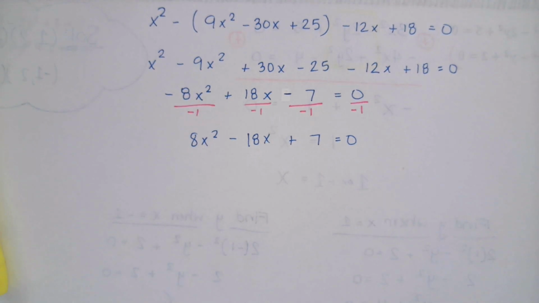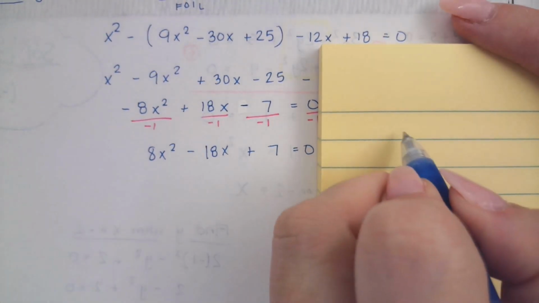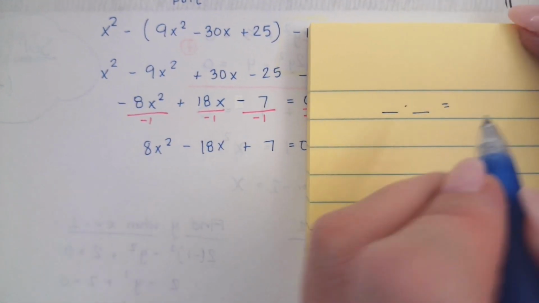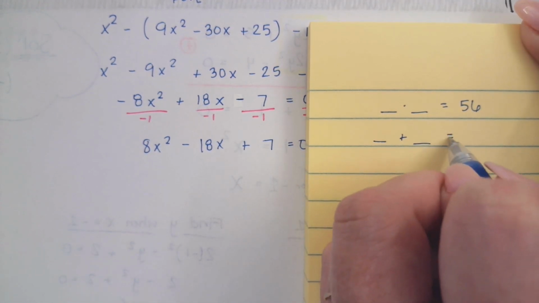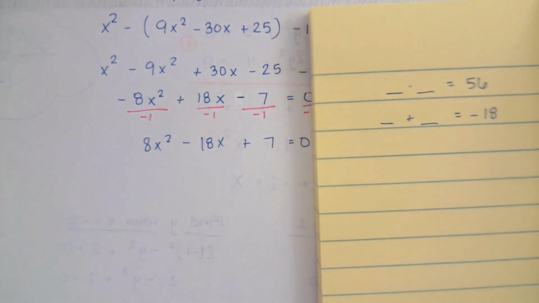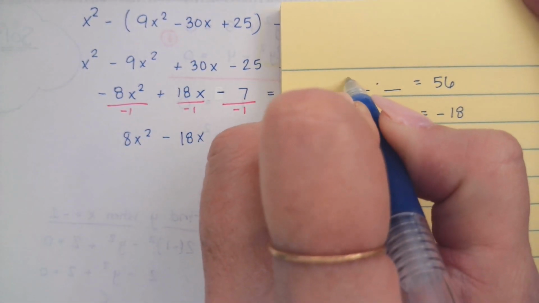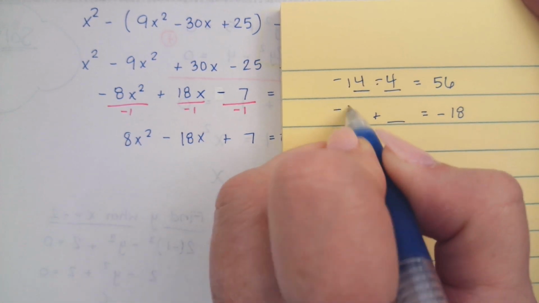Y'all think this factors? It does actually factor. I know it doesn't look like it, though. Two numbers that multiply to, what's 8 times 7? 56. It has to multiply to 56, but it has to add to -18. Anyone know those numbers? Yeah. It's definitely a 14 and a 4. They have to both be negative.